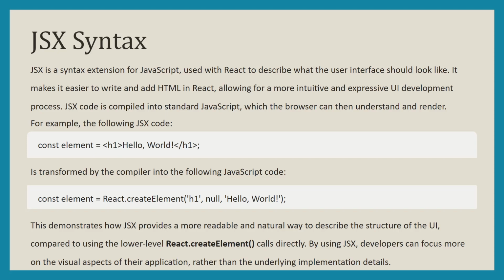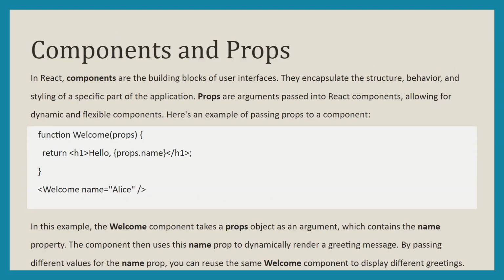For example, the following JSX code, const element = hello world, is transformed by the compiler into the following JavaScript: const element = React.createElement, null, hello world. So this essentially demonstrates how JSX provides a more readable and natural way to describe the structure of the UI compared to using lower level React createElement calls directly. By using JSX, developers can focus more on the visual aspects of their application rather than the underlying implementation details.